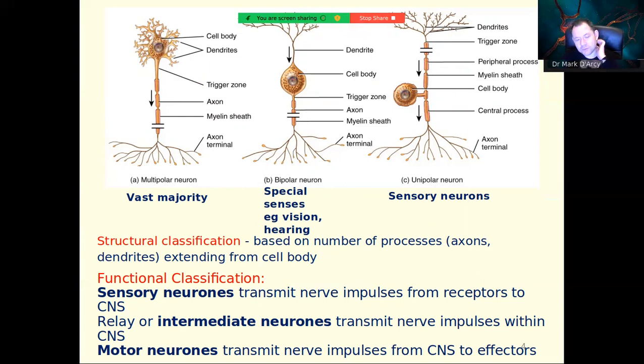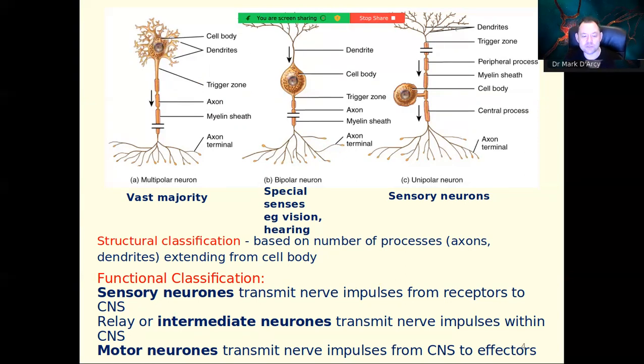Functional classifications, though. Neurons are divided into sensory neurons, intermediate neurons, known as interneurons, and motor neurons. Sensory neurons transmit nerve impulses from the receptors, so wherever the receptors are, for example, heat receptors in your skin, or pressure receptors, or taste or smell, or whatever. Sensory neurons transmit their impulses to the central nervous system. The central nervous system is basically the nerves of the brain and the spinal cord.